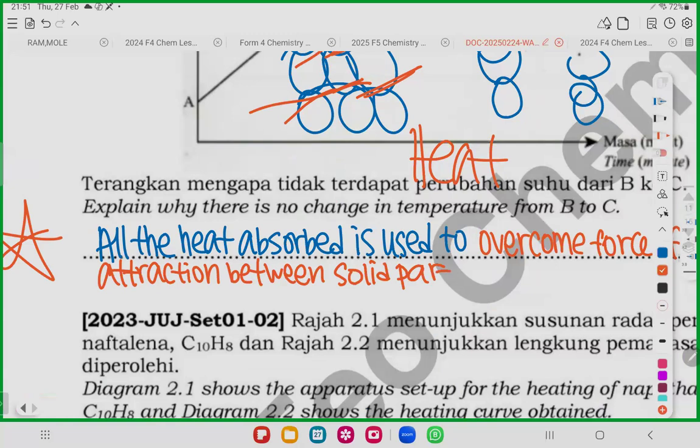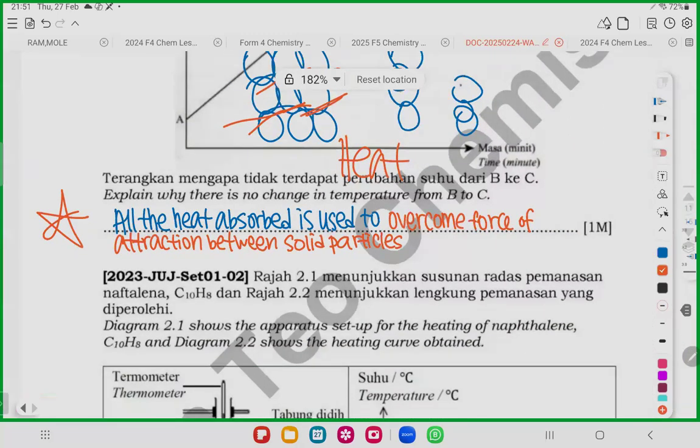That's it. This is a very common, very popular question in the exam, which I hope you all can understand how it works. So you get this, you get a mark. Sometimes they give 1 mark, sometimes they give 2 marks. No matter whether they give you 1 or 2 marks, the answer is the same. You write the same answer.